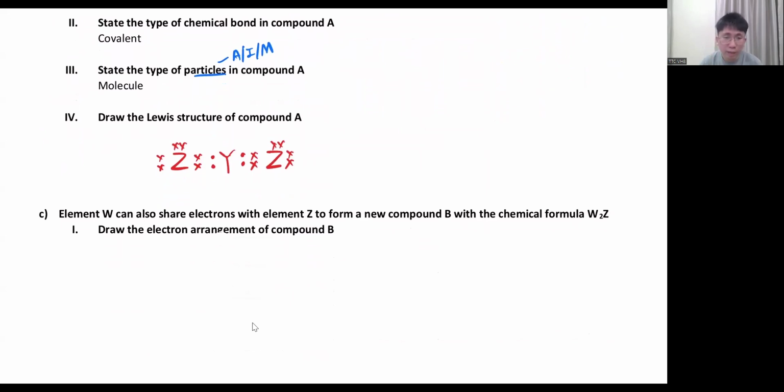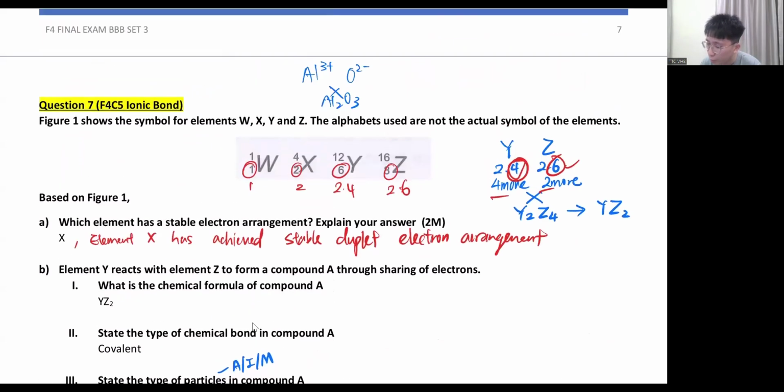Okay, then element W can also share electrons with element Z to form a new compound B. So W and Z. What's W? W is 1. Z is 2.6. Okay, guys, it's still a covalent. Why? Because it's actually a non-metal with another non-metal, right?